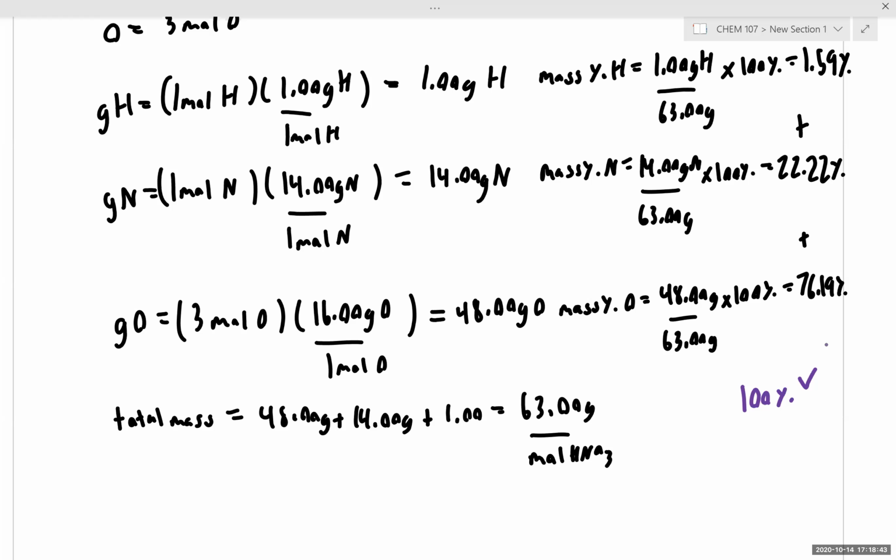Does that make sense to everyone? Any questions on calculating mass percent? This is an example that can potentially show up on an exam or quiz.